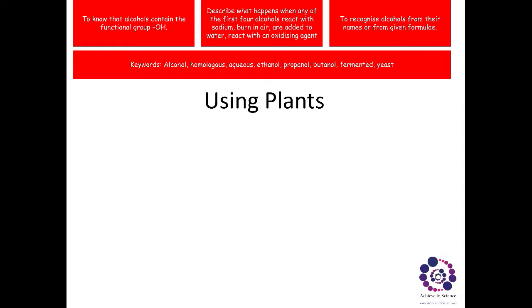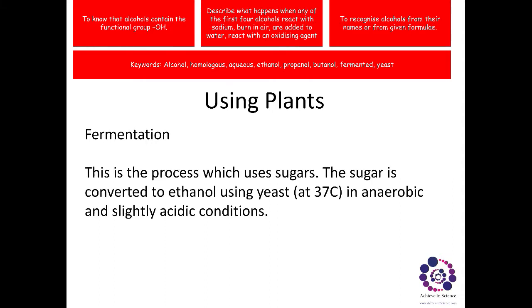We can also use plants to produce alcohols. This process is called fermentation. This is where sugars are used and converted to ethanol using yeast. This tends to happen at 37 degrees, body temperature, in a process of anaerobic respiration in slightly acidic conditions. This can be shown by the word equation of sugars converted to ethanol and carbon dioxide. So this is an alternative way of producing ethanol.